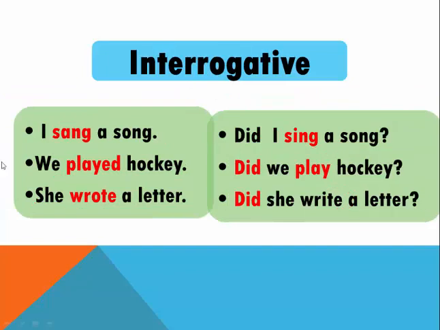The interrogative is the same thing. I sang a song. Did I sing a song? It will begin with did, because all will start with did. Did I sing a song? Did we play hockey? Did she write a letter? So use the first form, begin with did, and of course a question mark would be there.